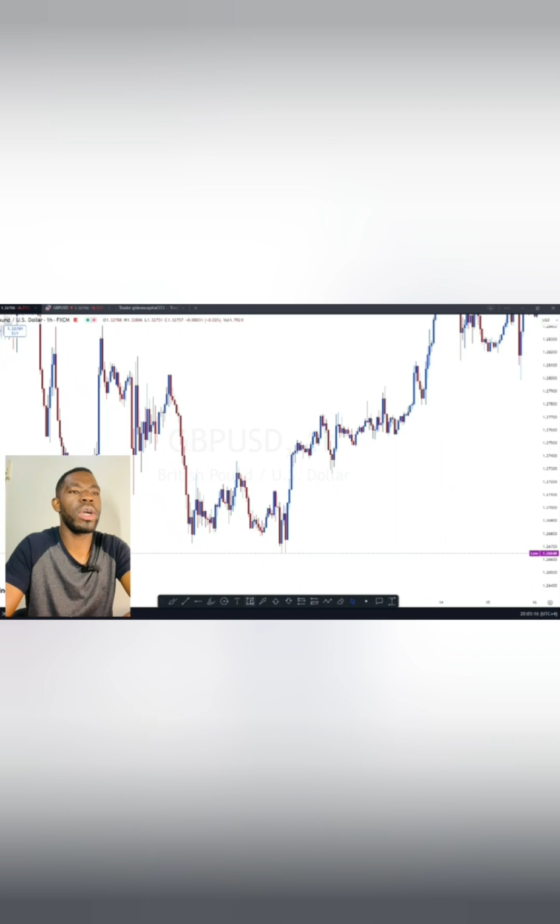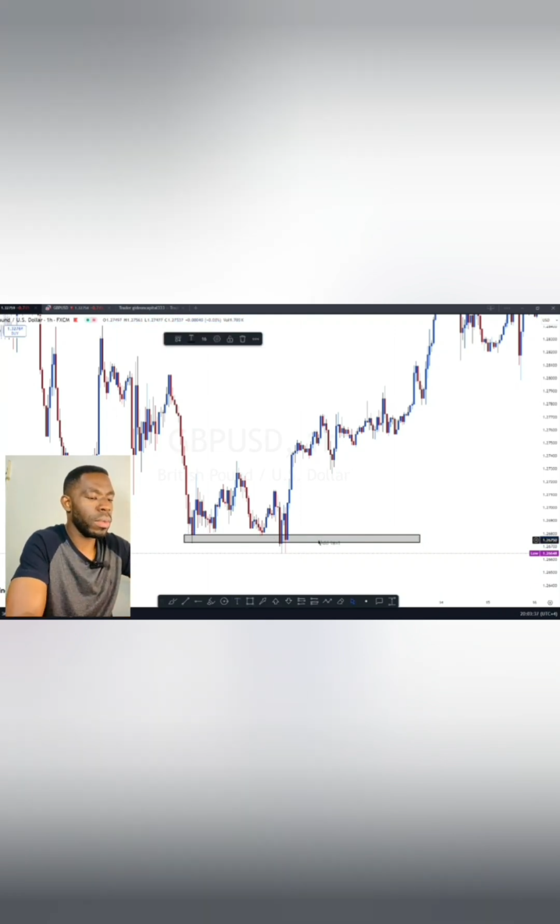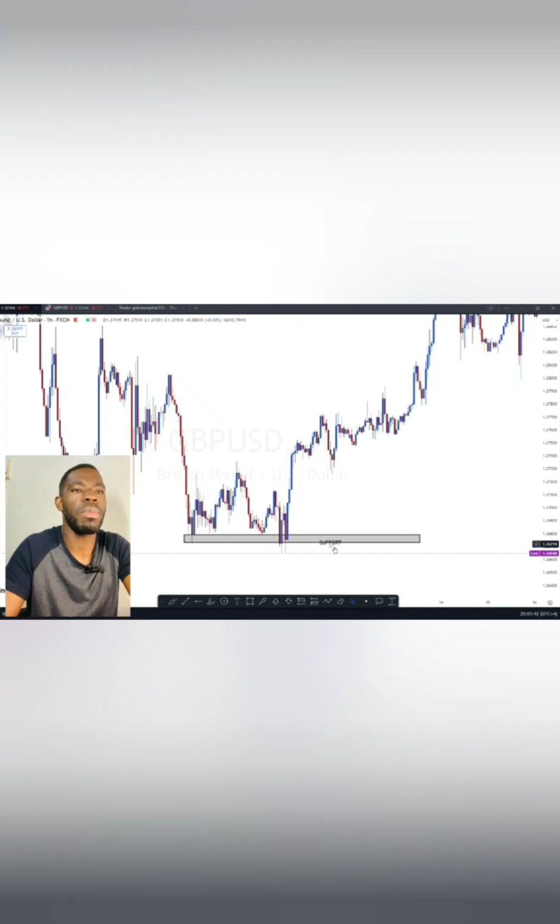So what we have to look for is a support area. This is a support area. Clearly, this is a support area. Looking at this support, we have determined there is a support here.